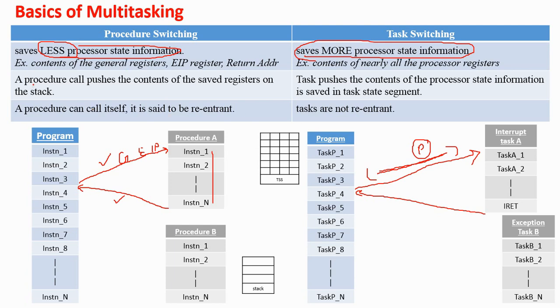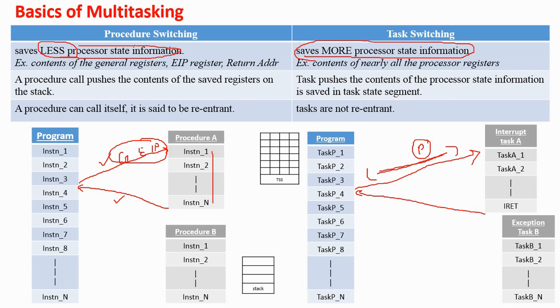Now, in case of procedure switching, a procedure call pushes the contents of the saved registers onto the stack that we have discussed right now. All those things will be saved onto the stack. Whereas in case of task switching, the processor state information is saved into the TSS.